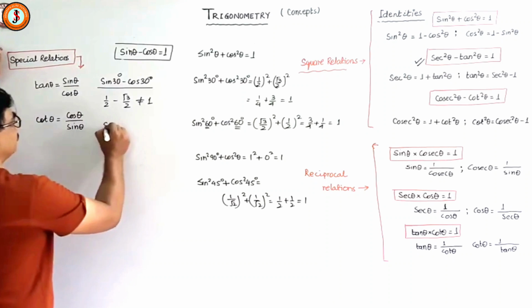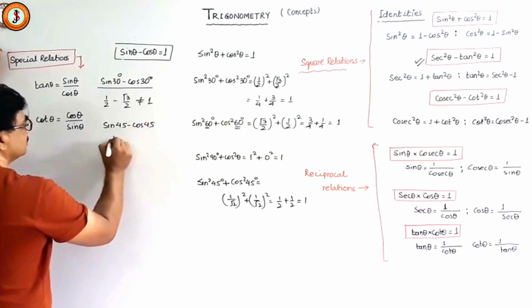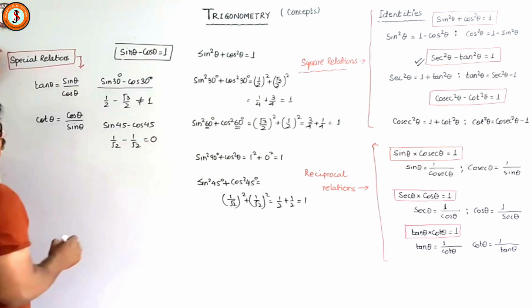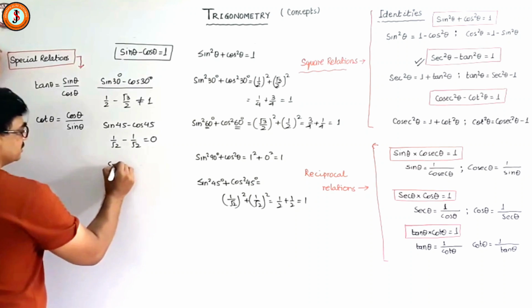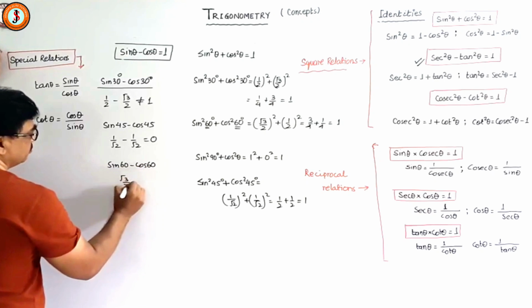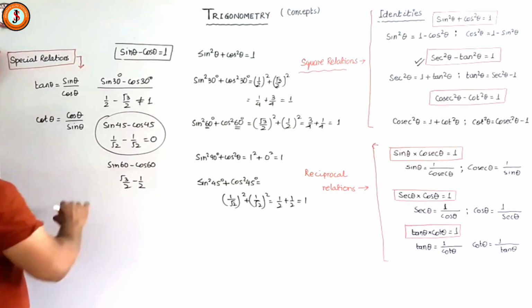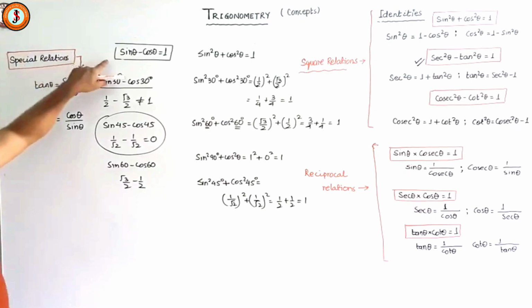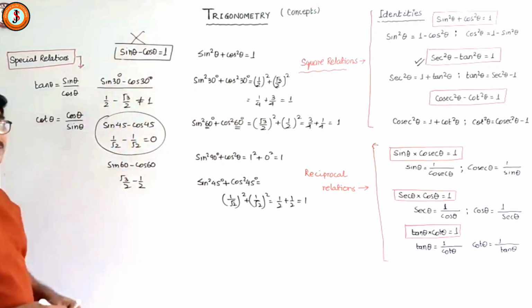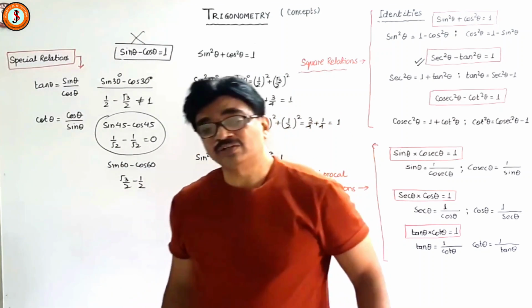But I see sine 45 minus cos 45. So let us see, sine 45 is 1 by root 2 minus cos 45 is 1 by root 2. This is true. Sine 60 minus cos 60, let us try. So root 3 by 2 minus 1 by 2. This is not true. So that means it is true for only one value of theta. So this cannot be called an identity. So this is not an identity. This is a conditional identity. It's true for only one value, might be one or two more values, but not all the values of theta.